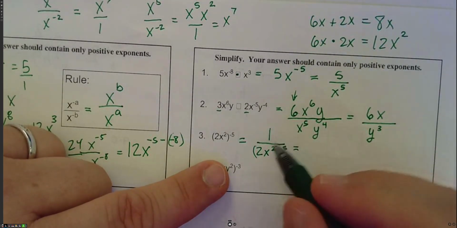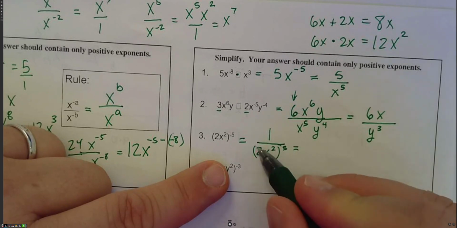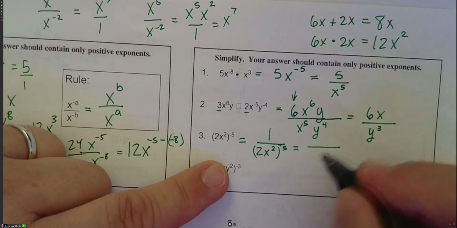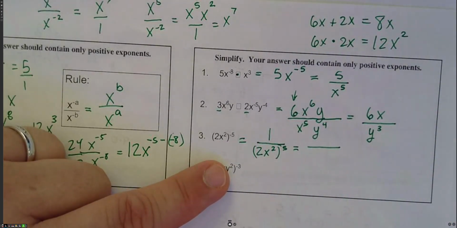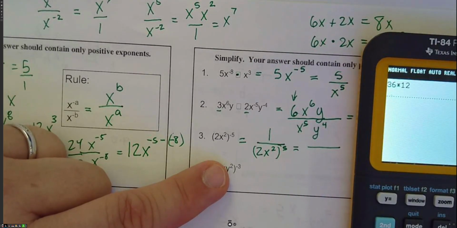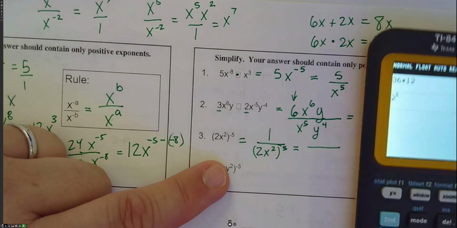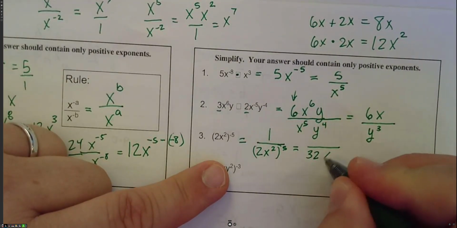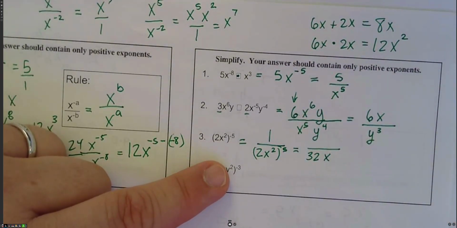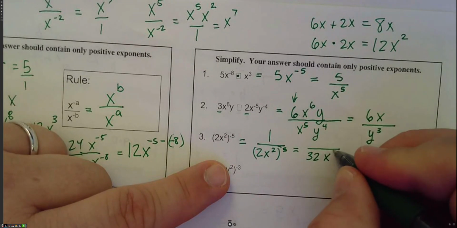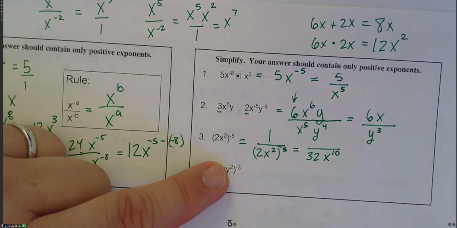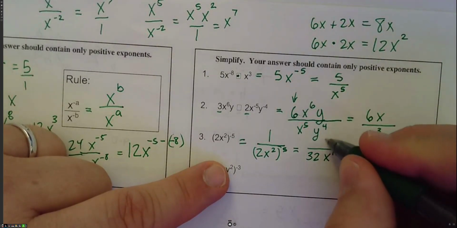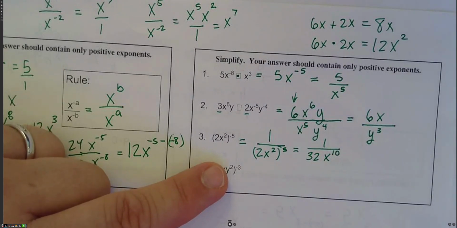Okay, and then this 5 is going to get put into both of these. So I end up with 2 to the 5th, which, depending on the question, it may ask you to solve it, may ask you not to, but 2 to the 5th is, we all know, 32. X to the 10th. Powers to powers multiply. So we got to remember all those little rules.